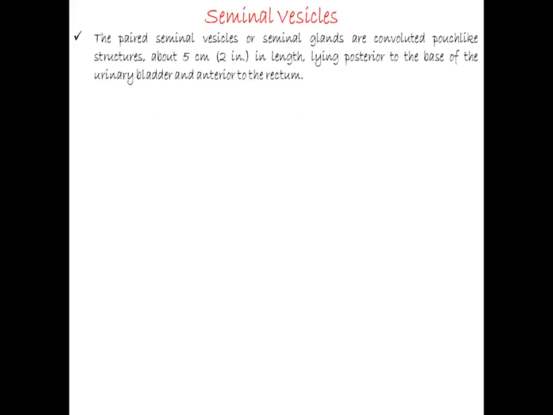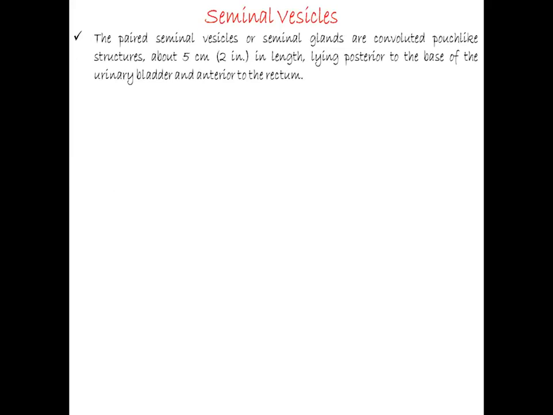Next one is the accessory sex glands. The ducts of the male reproductive system store and transport sperm cells, but the accessory sex glands secrete most of the liquid portion of the semen. The accessory sex glands include the seminal vesicles, the prostate and the bulbourethral glands. First one is the seminal vesicles.